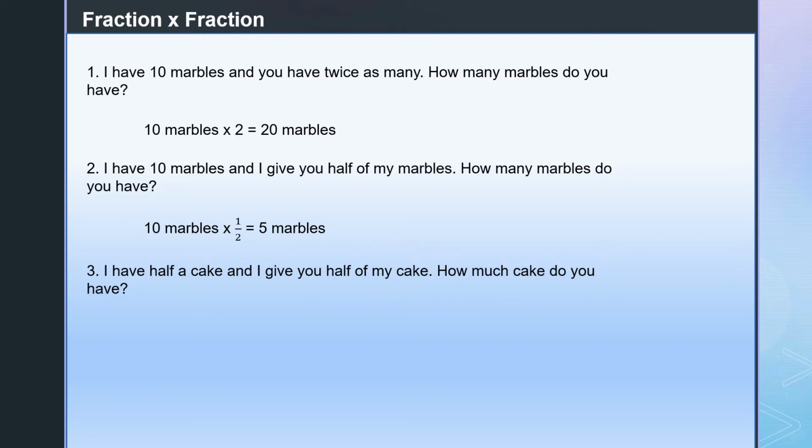I have half a cake and I give you half of my cake. How much cake do you have? That is half the cake. So I give half to you and half to me. So for you, it is a half times a half. You have a quarter. For me, it is a half times a half equals a quarter. For multiplication, the meaning is the same, no matter if it is a whole number or a fraction. If I have 10, I give you half, 10 times a half. If I have a half, I give you half, I still times a half. That is a half times a half.